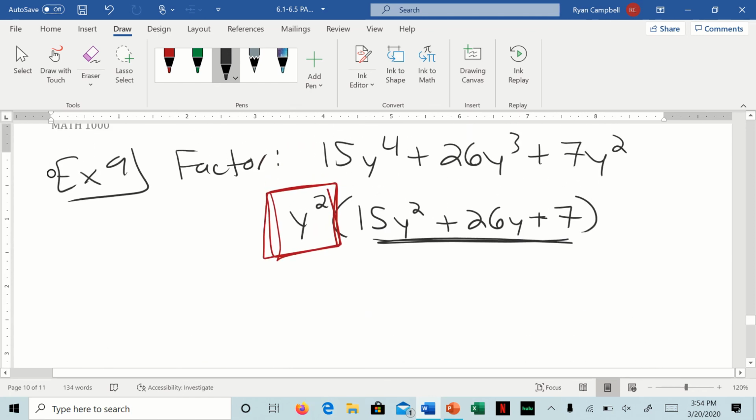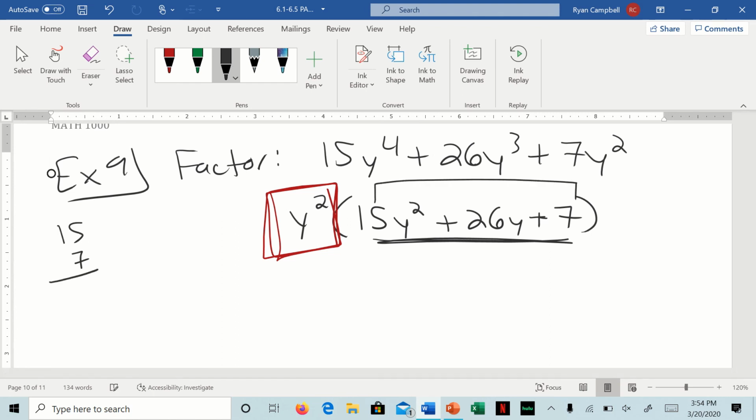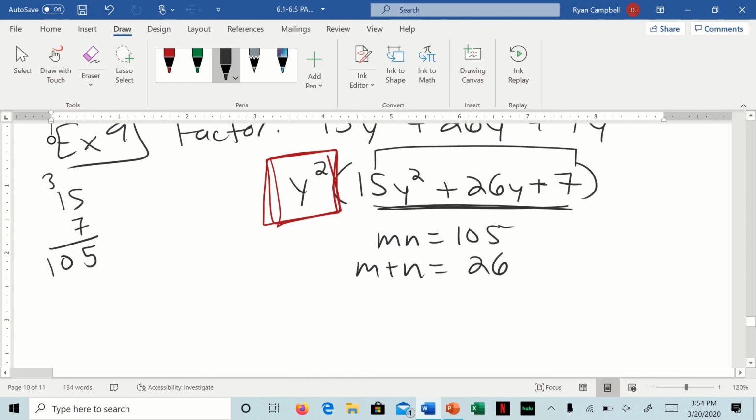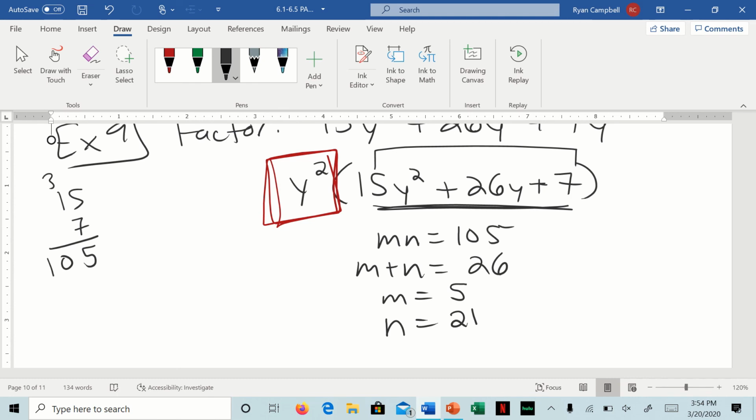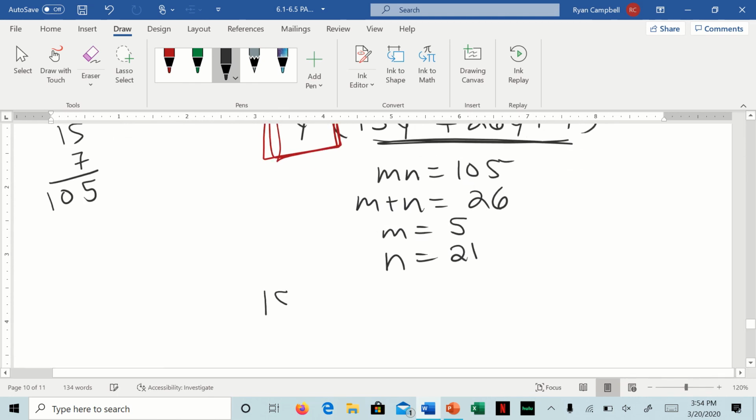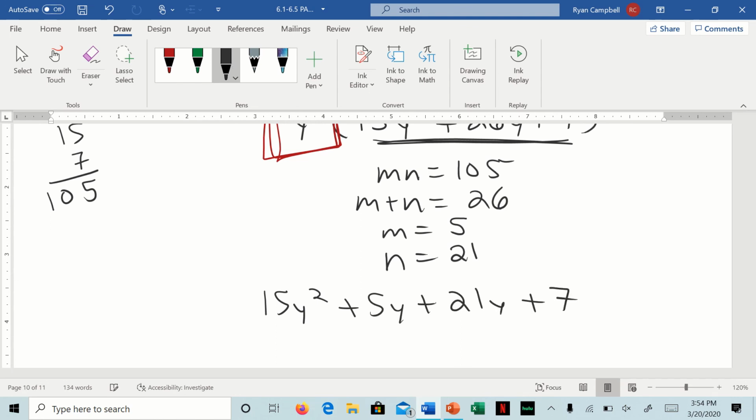All right. So step 1, 15 times 7. I don't know that off the top of my head. 5 times 7 is 35. Carry the 3. 7 times 1 plus 3 is 105. When you add the two together, they should get us 26. After some time, you can ultimately see that the answer is going to be 5 and 21. So we got 15y squared plus 5y plus 21y plus 7.